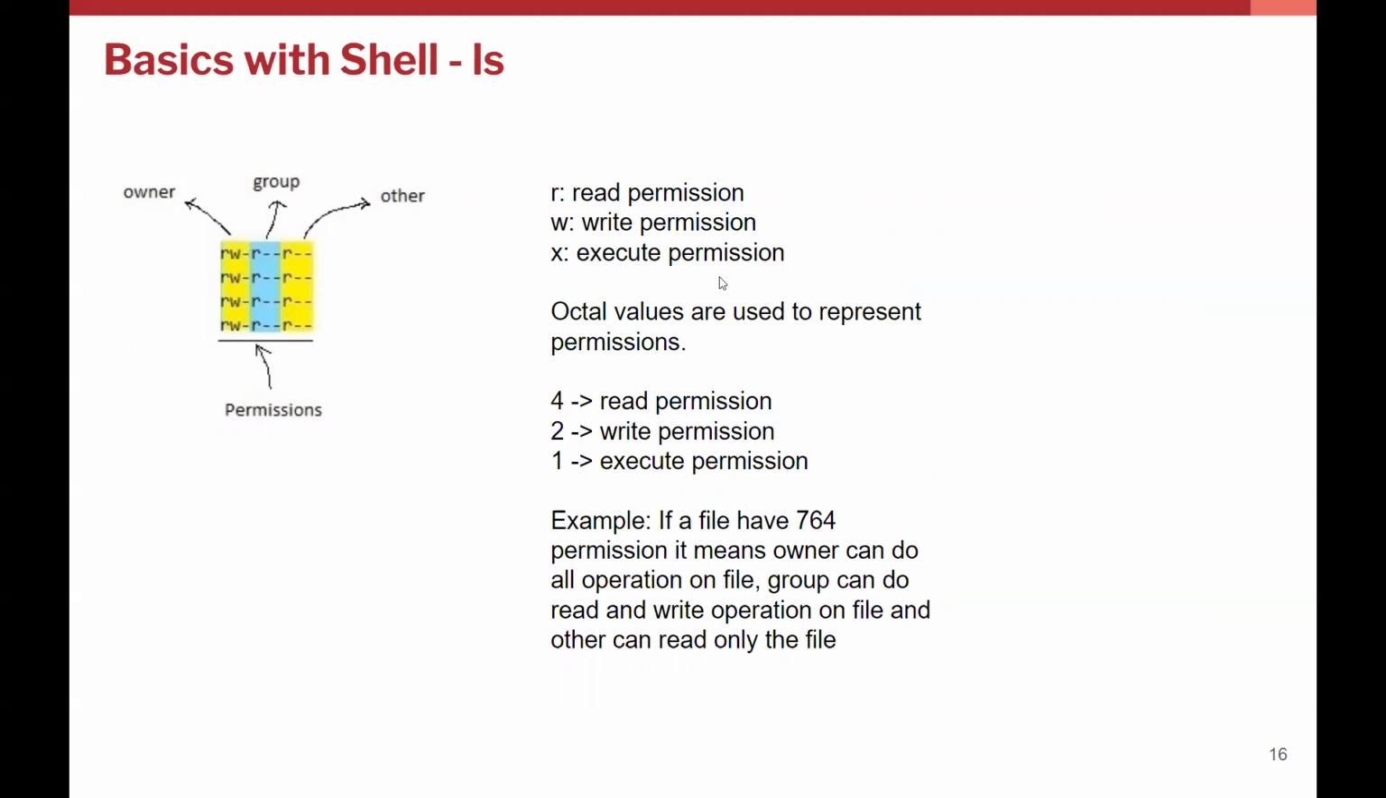So the octal values are used to represent permissions. For example, 4 stands for read, 2 stands for write, and 1 stands for execute. So if a file has 7, 6, 4 permission, what does it mean? This means the owner can do all operations on the file, the group can do read and write operations, and the other can only read the file. So you may also get confused: what is 7, 6, 4? I don't see any here.